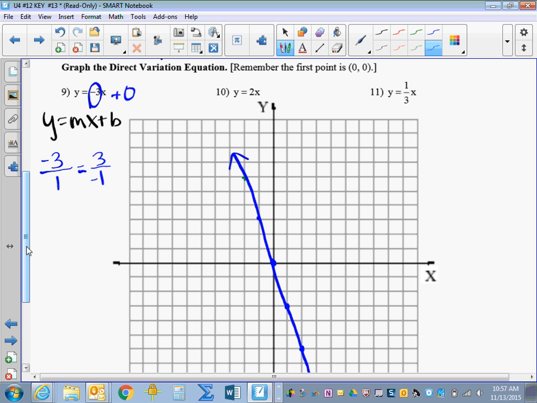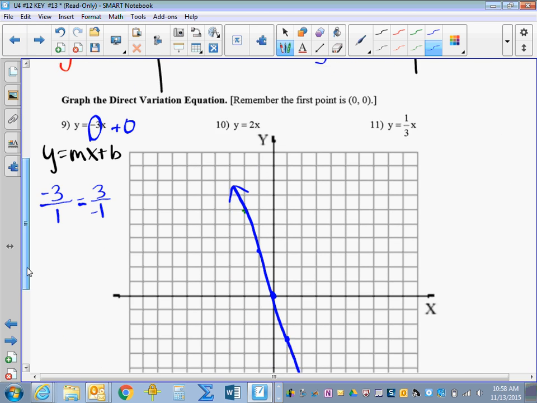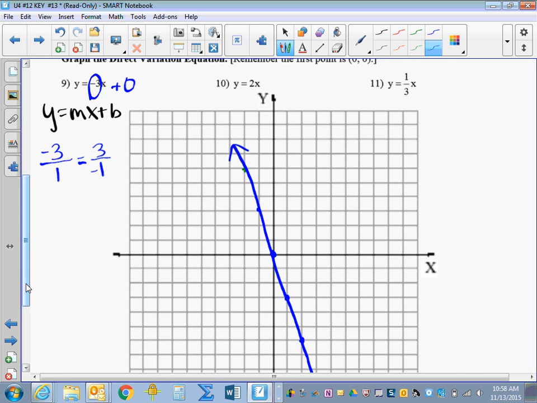Alright, let's take a look at number 10. Wait, hold on. I couldn't get the last point, the green one, because it's barely there. I can't even see it. Alright, so we have y equals negative 2x.